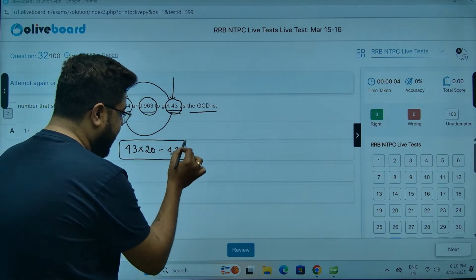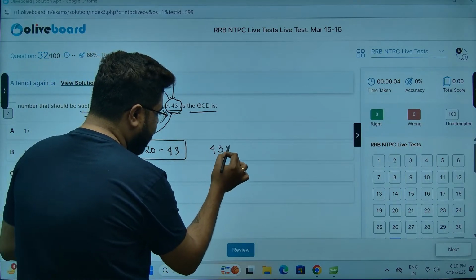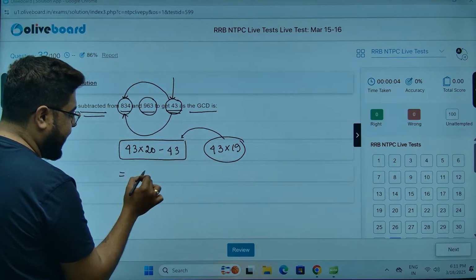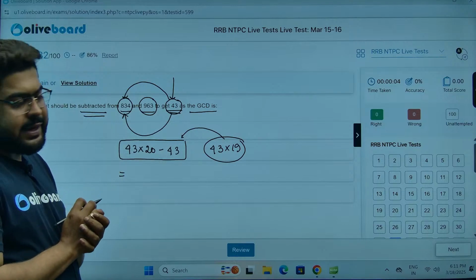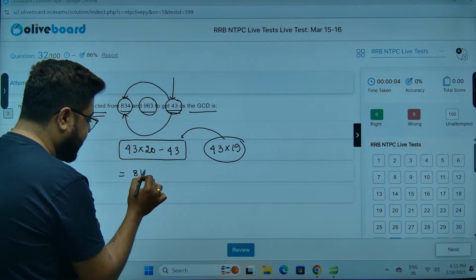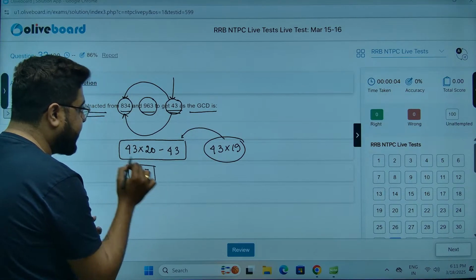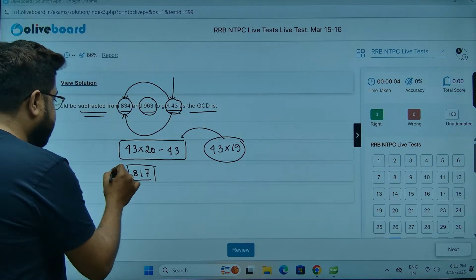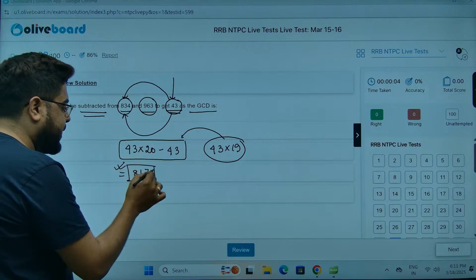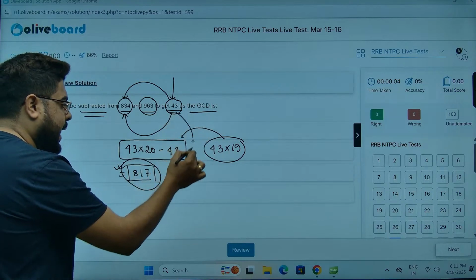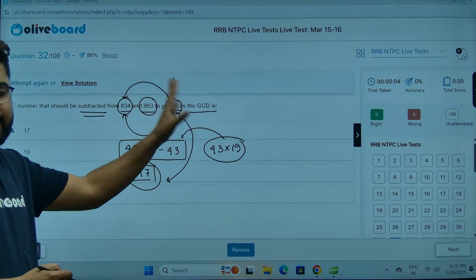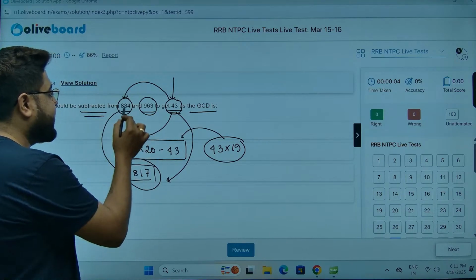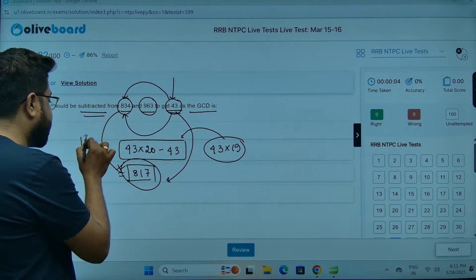Meaning what I'm actually doing is 43 times 19. So if I do this, 860 minus 40, sir, is 820. Minus 3, sir, 817. Now that means this is divisible. If this is the number, then 43 can be GCD because this number is divisible by 43. Now if I want this number, how much should I subtract from 834? 34 minus 17, I should subtract 17.